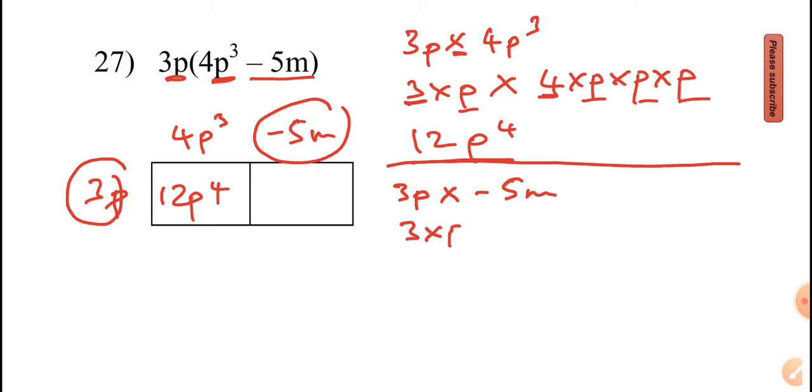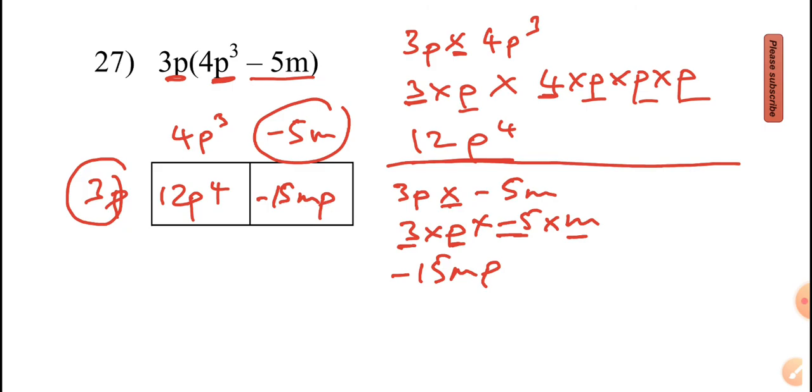So 3p means 3 times p, and minus 5m means minus 5 times m. Times sign here, so just copy times sign here. Now because they're all multiplying each other, we can do 3 times minus 5, which is minus 15, and then p times m is pm, but it's better to write in alphabetical order, so we're going to just write mp, so minus 15mp, which we'll copy down here. So remember, p times m is pm, but it doesn't matter, we can write mp, same answer, but this is better because it's in alphabetical order.